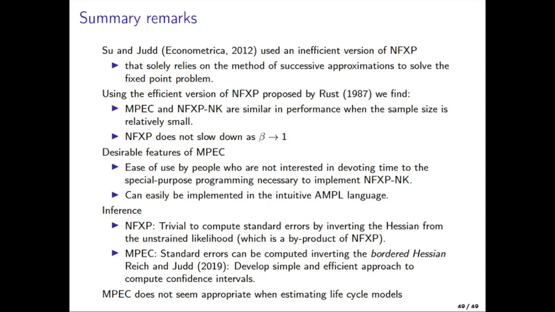In fact, Newton doesn't care what beta is, and it's only the successive approximation. So once you use a combination, it's going to be independent of beta.